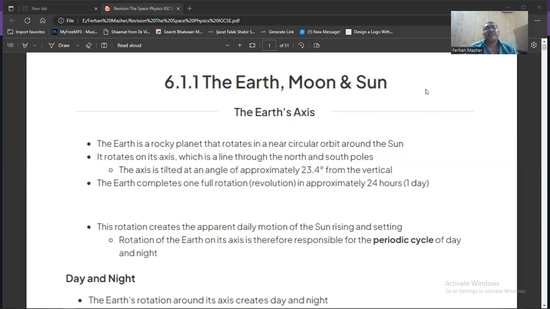The Earth is a rocky planet that rotates in a near circular orbit around the Sun. It rotates on its axis, which is a line through the North and the South Pole. The axis is tilted at an angle of approximately 23.4 degrees from the vertical. The Earth completes one full rotation, or you call it revolution, in approximately 24 hours, which is one day. This rotation creates the apparent daily motion of the sun rising and setting. Rotation of the Earth on its axis is therefore responsible for the periodic cycle of day and night.